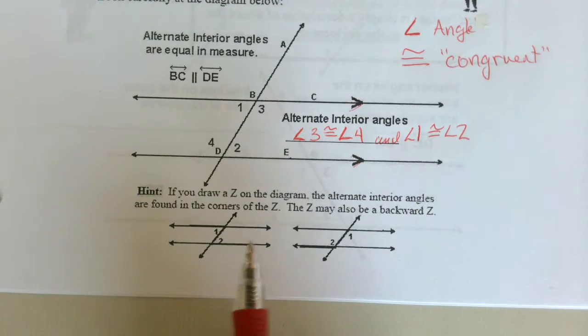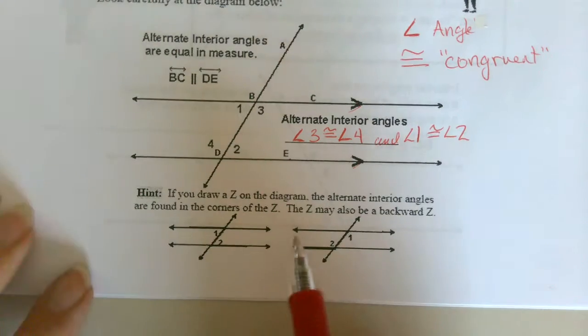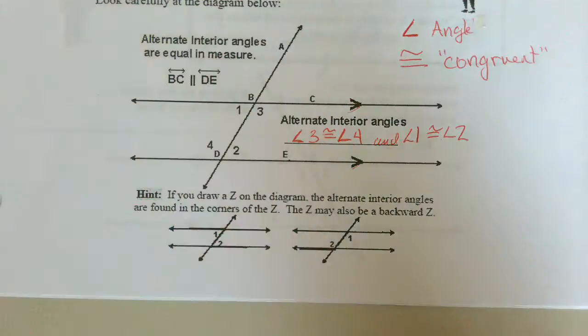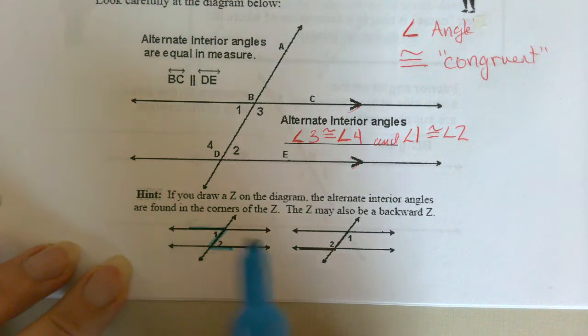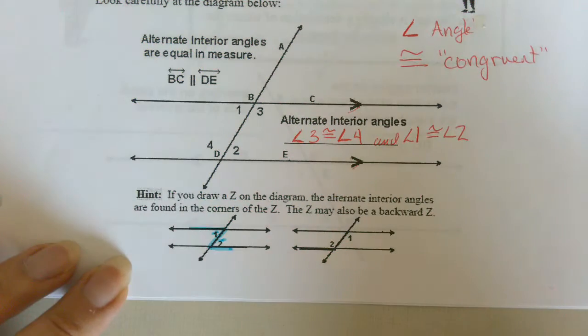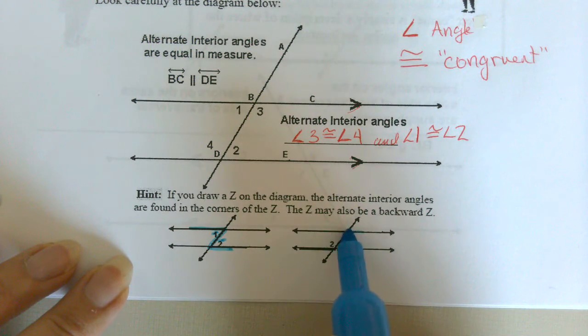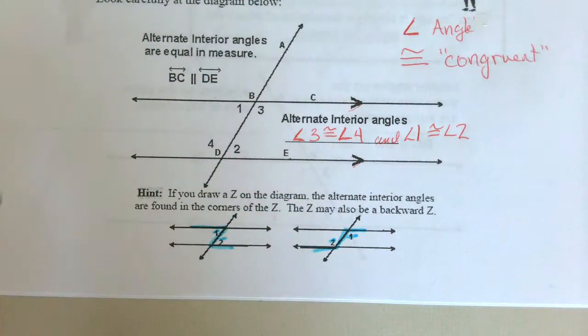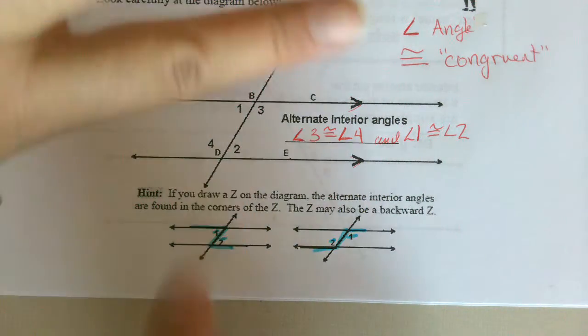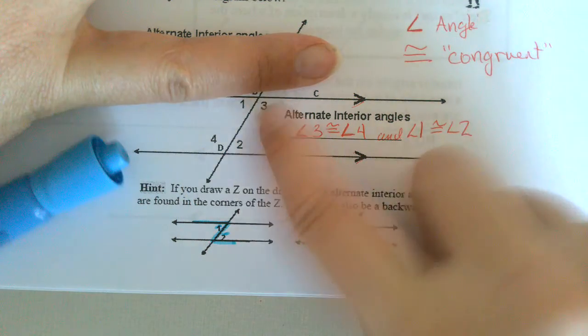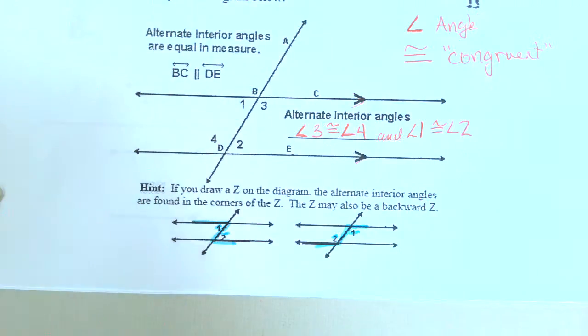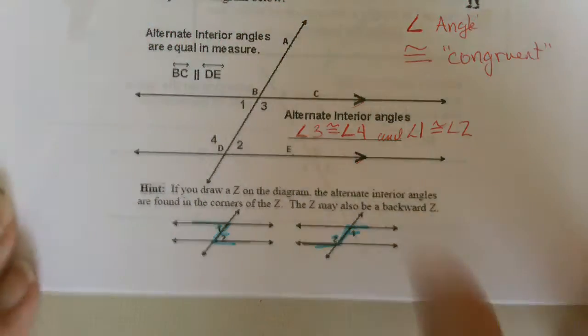One of the hints they're giving, I don't always use these hints, but if it helps you, if you draw a Z in the diagram, let me highlight this. See if you can take this and draw a Z. Inside the Z are your alternate interior angles. If you draw a backward Z, which makes my head hurt, there are your alternate interior angles. I don't know that that helps, guys. I just remember that they're inside. So we take away all of this. We look inside the lines, and they alternate the transversal. Okay? So we're going to keep using these terms to help us remember.